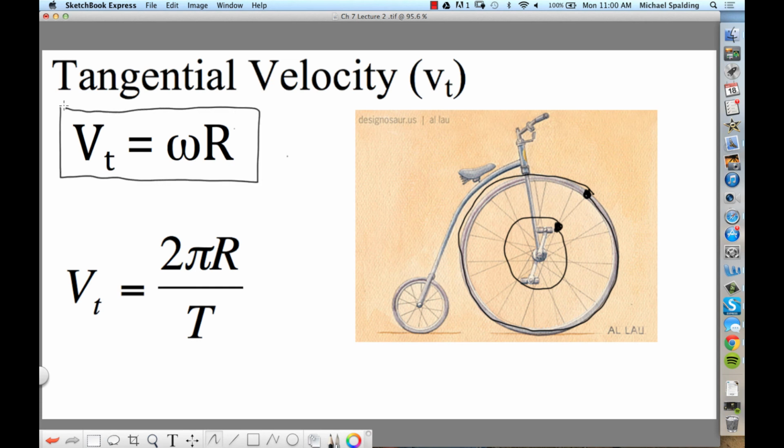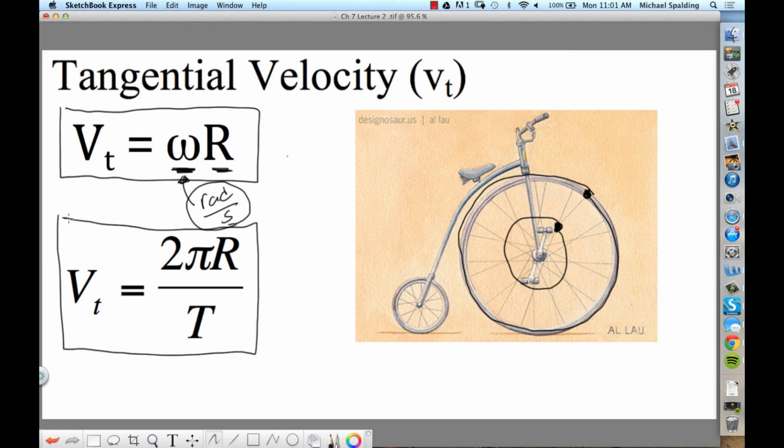So that brings us to this equation right here. One way to get tangential velocity is you take the angular velocity and multiply it by r, which is the distance from the center, the radius. Now, this angular velocity, when you're using this equation, has to be in radians per second. It has to be radians.